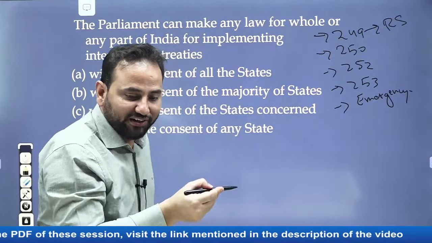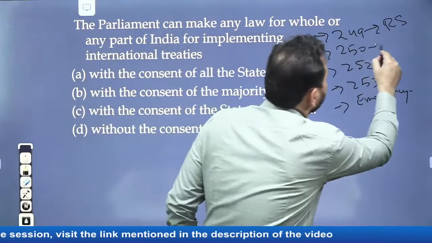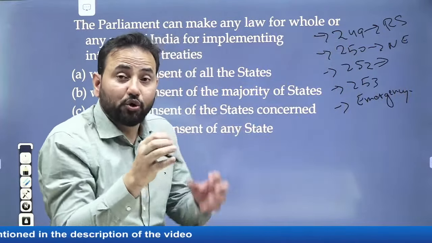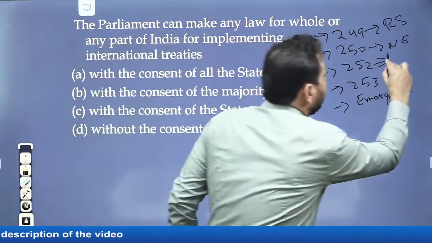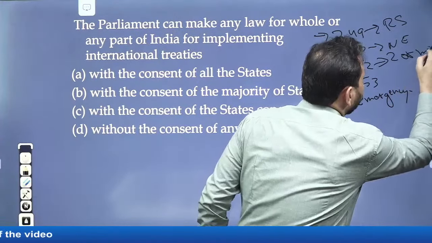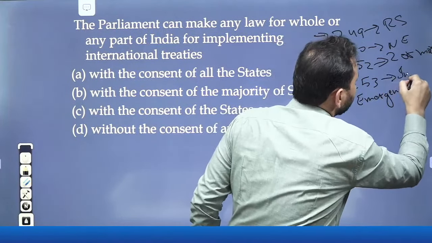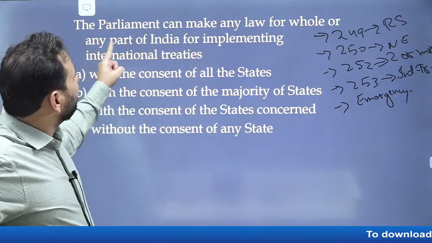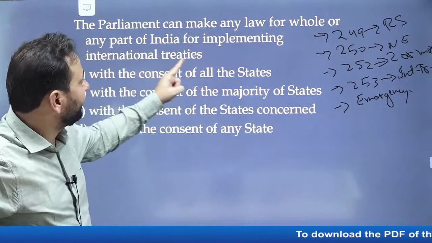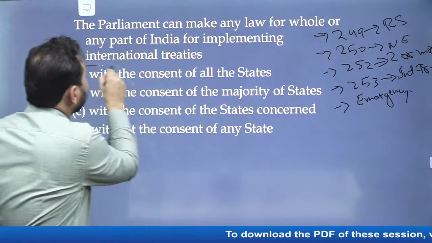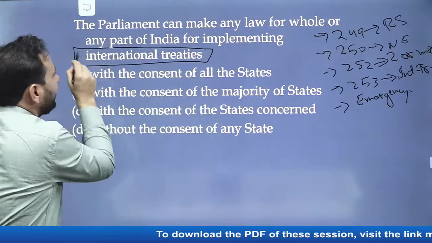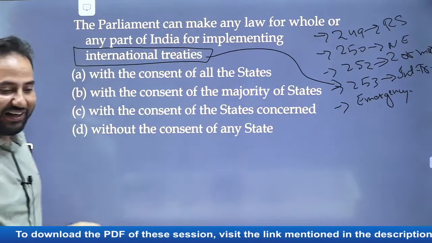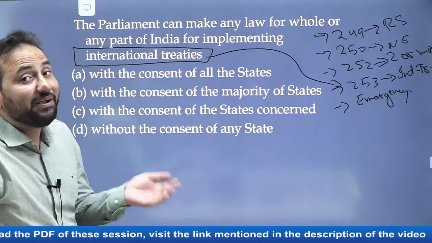Moving forward, we have Article 250 in the case of national emergency. Article 252, whenever 2 or more states request the center to make the law for that particular state. Article 253 with reference to international treaties. So here the question is about Parliament making any law for the whole or any part of India for implementing international treaties. Here the concept requires Article 253. So in the case of international treaties, Parliament can automatically make laws.